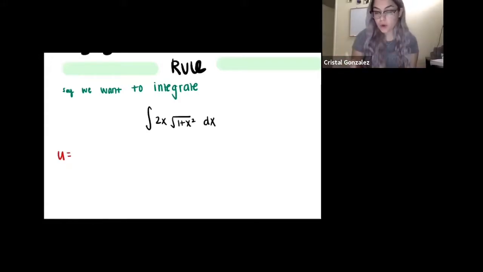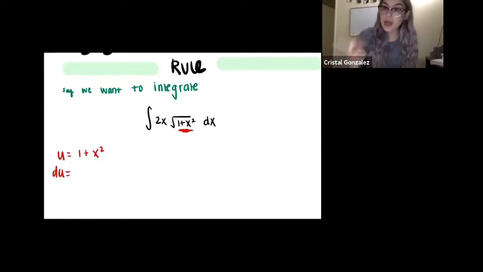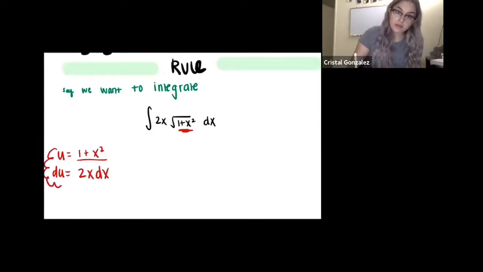Okay, so what we're going to do is let u equal 1 plus x squared. So what I'm letting u equal is this inside piece right here. Not a coincidence. And then I'm gonna take the derivative of u with respect to x, but I'm gonna write it like a differential, like we have done before. I'm gonna write that the derivative of u is equal to du, and then the derivative of this with respect to x is simply 2x dx.